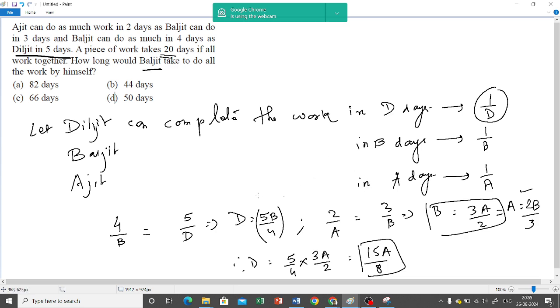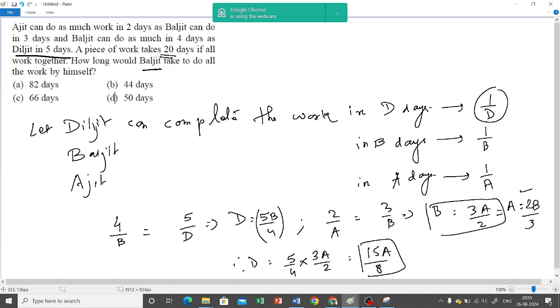Okay, so Diljit can complete the work in D days, so 1 by D. Baljit can complete the work in B days, so 1 day work is 1 by B. Ajit can complete the work in A days, so 1 day work is 1 by A. Now what is it given?